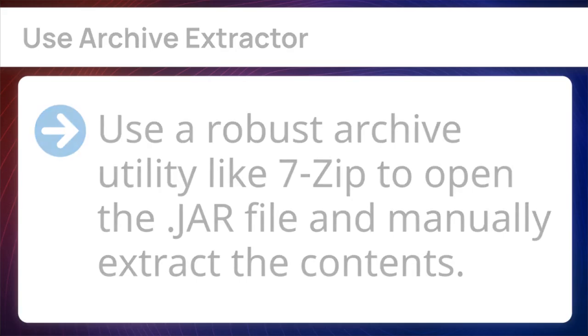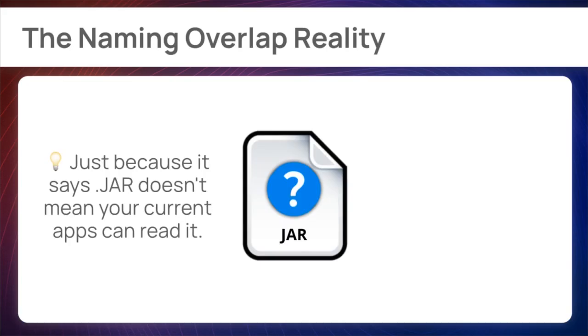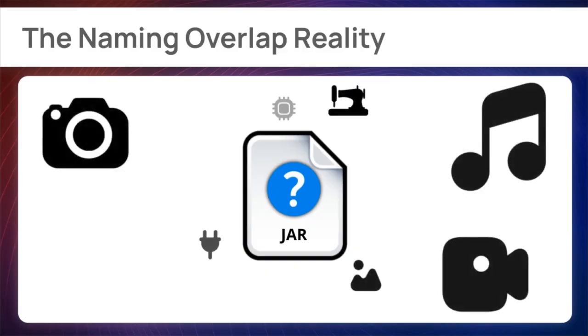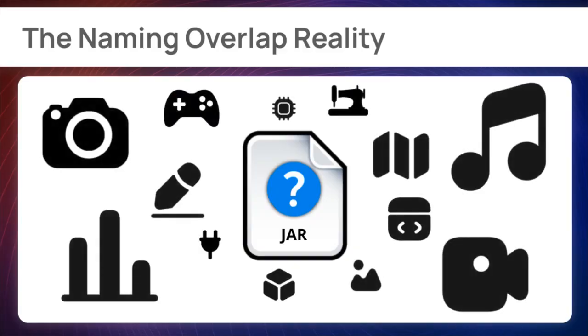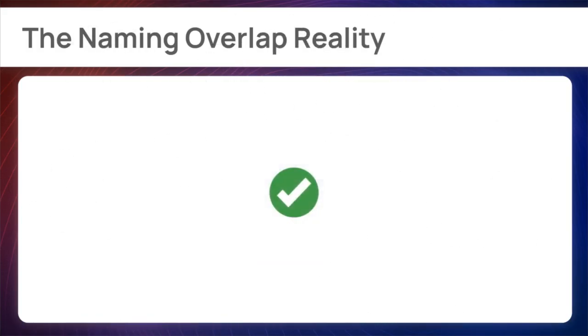contents. If those JAR compatibility checks failed, it is often because this specific extension name is shared by dozens of different software developers for completely unrelated tasks. A universal viewer is designed to act as a versatile tool for identifying many formats, providing a reliable way to attempt access when standard programs have failed.